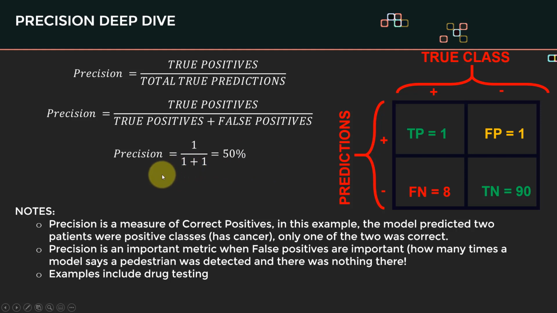So let's cover the definition again. Precision is a measure of correct positives. In this example, the model predicted 2 patients were positive, or have cancer. One of them was correct, and the other one was wrong, was false. So precision is an important metric when false positives matter. Simply, how many times a model says, for example, that a pedestrian was detected and there was nothing there. Another example for precision is drug testing. And we're going to cover a detailed example again in the mini challenge.